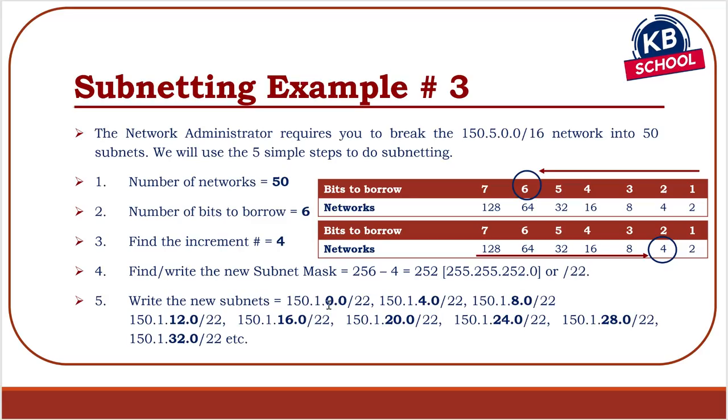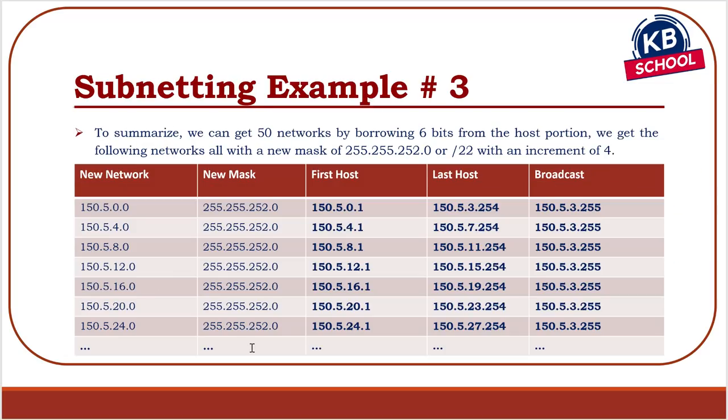What are the new networks? 150. This should have been 5. I'll just change it over here. It makes it easier. 150.5.0.0/22. The next one is 4, 8, 12, 16, 20, 24, 28, 32, so on and so forth. You get 64 such networks. And in your table, okay, this one does have that 1 again, so I'll change that to 5.